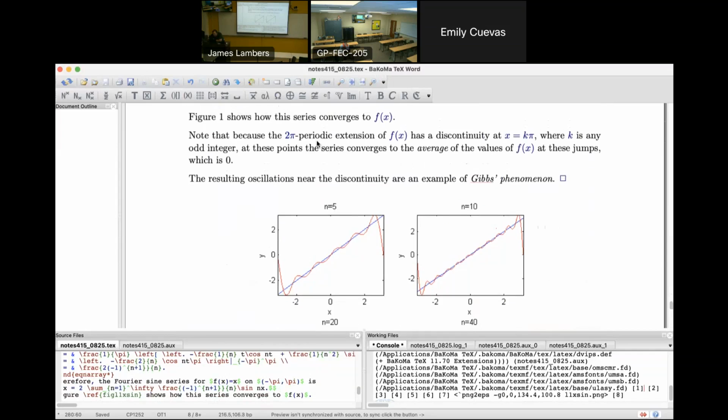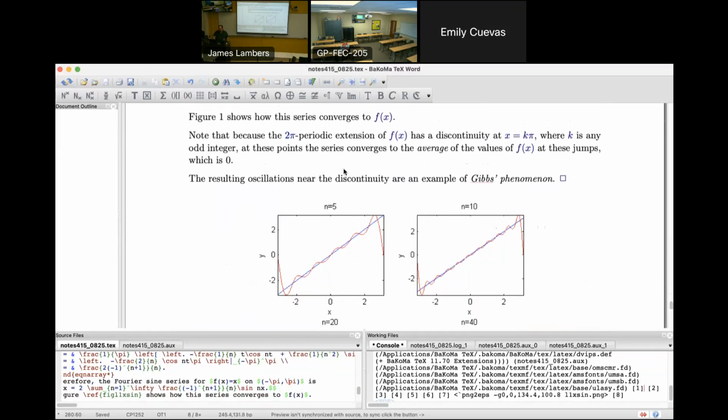The problem here is that if we take f of x equals x and take its 2 pi periodic extension, so you take a graph of x on minus pi to pi and you just keep repeating that, well, that has a jump discontinuity at any odd multiple of pi.